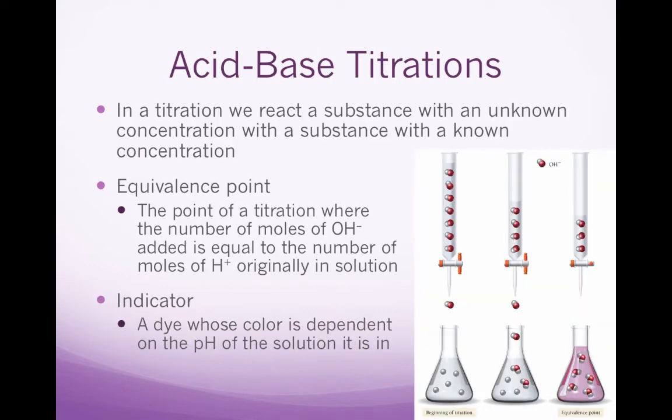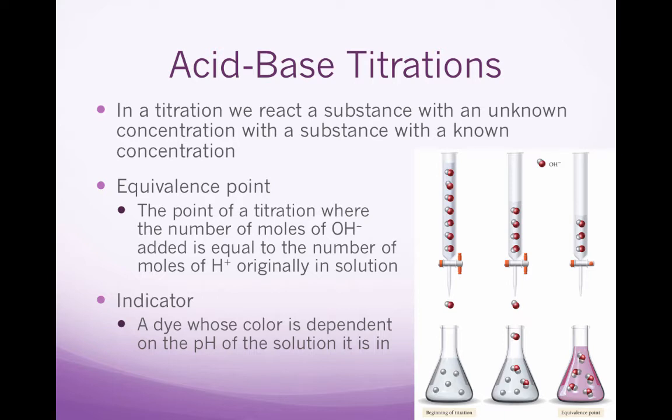Okay, let's talk about titration. So in a titration, we react some substance with an unknown concentration with a substance with a known concentration. And when we do this, we can actually figure out the concentration of our unknown because we will know the exact volume of our unknown. We know the exact concentration of our known and the exact volume of our known. And we can use stoichiometry to figure out our concentration of our unknown.